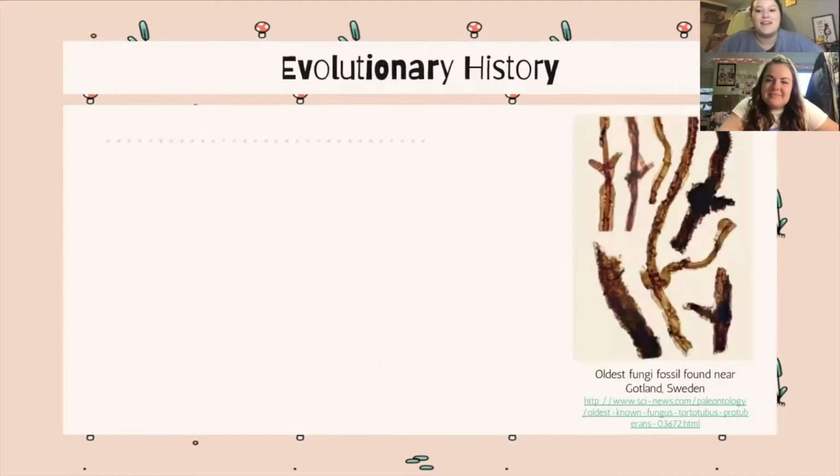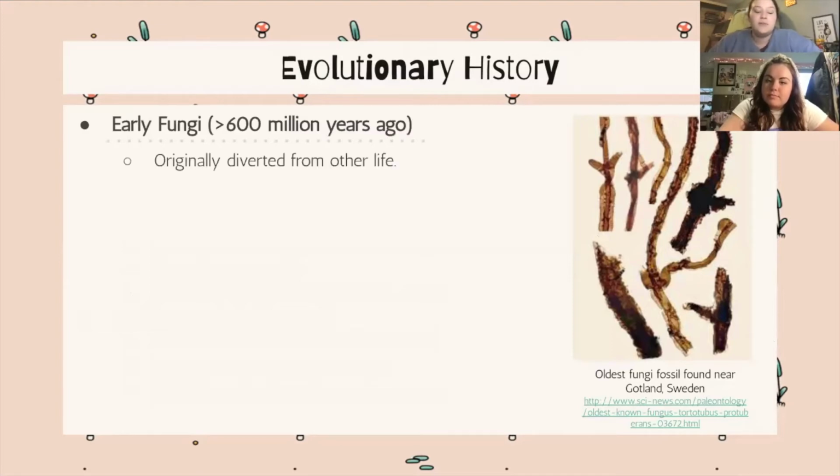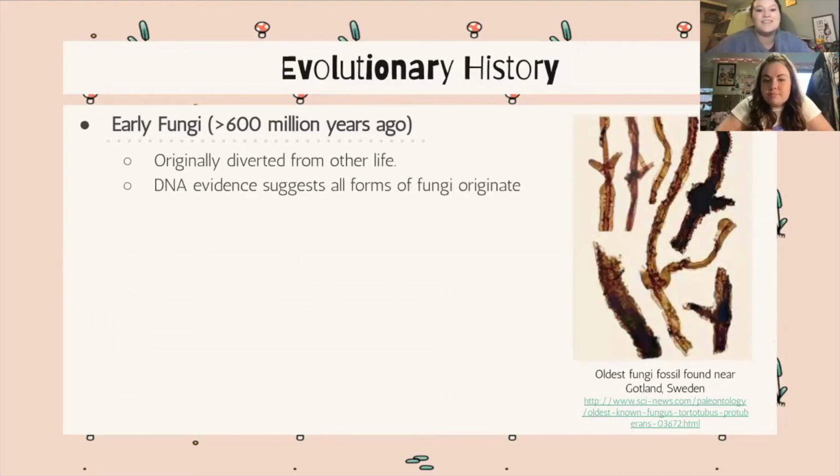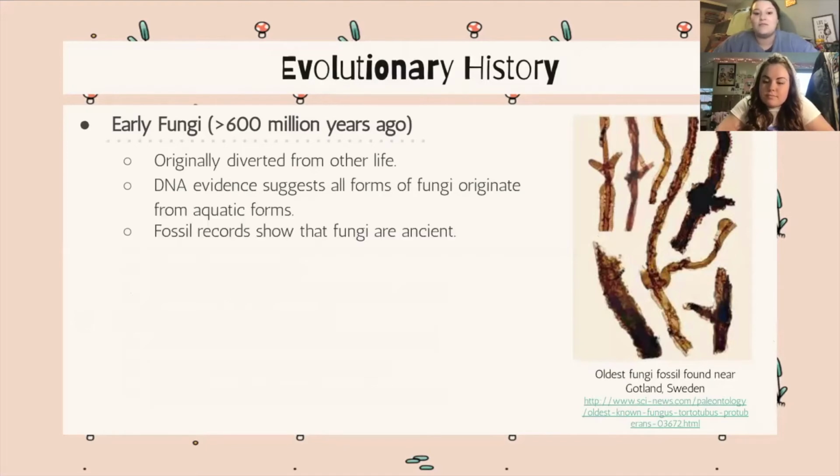Okay. Evolutionary history. So first, I have this little screenshot. This is the oldest fossil of fungi, and it was found near Gotland, Sweden. Starting from early fungi, this was about 600 million years ago. They originally diverged from other life. DNA evidence suggests that all forms of fungi originate from aquatic forms. So basically what they're saying here is that all life originated from inside the water until it moved on to land. Fossil records show that the fungi are ancient.